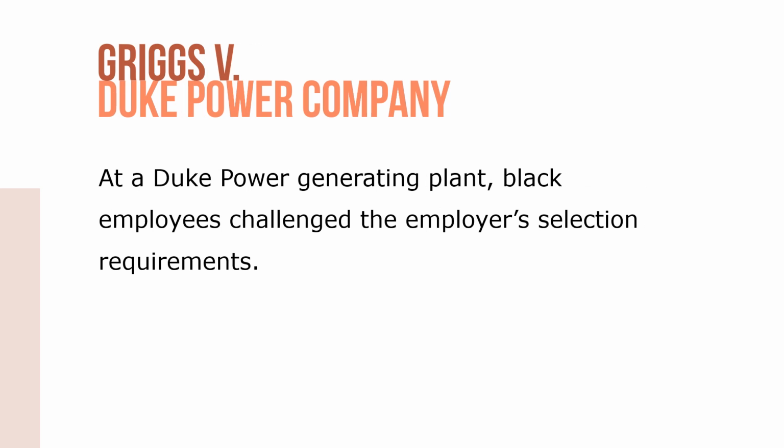The court case that identified disparate impact as discrimination was Griggs versus Duke Power Company, decided in 1971. At a Duke Power generating plant, black employees challenged the employer's selection requirements. Specifically, to be hired for or to be transferred to other jobs at the plant, applicants had to possess a high school diploma and pass 2 professionally prepared aptitude tests, selection requirements not designed to measure ability to learn a particular job.